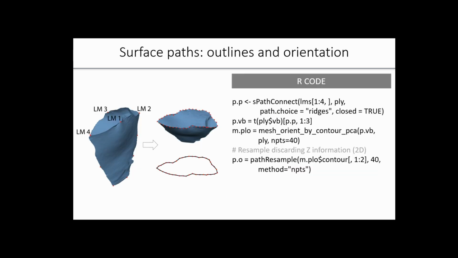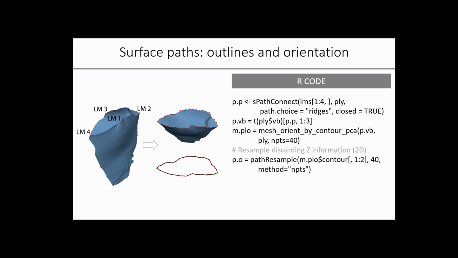Now, what else can you do with these paths? Well, one of the things that you can do is extract outlines and orient them, and this can be useful if you want to do shape analysis using elliptical Fourier, for example. So I take these landmarks for the platform, then I create a path using the sPathConnect function. What this line does is it simply extracts the coordinates from the mesh object of those vertices along the path.